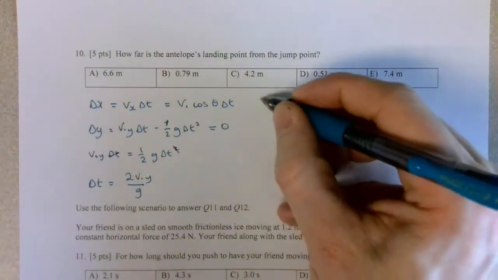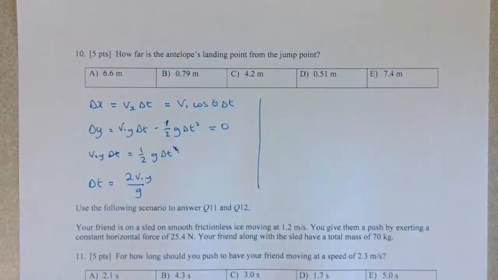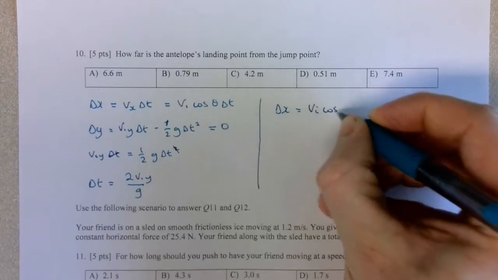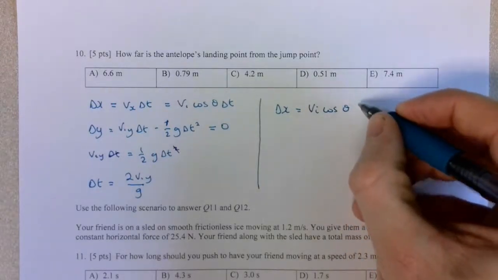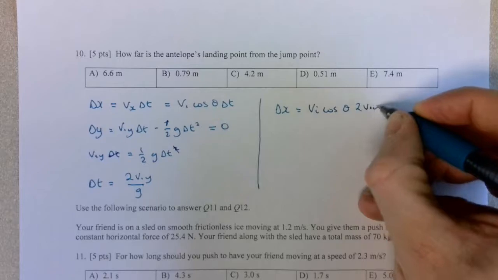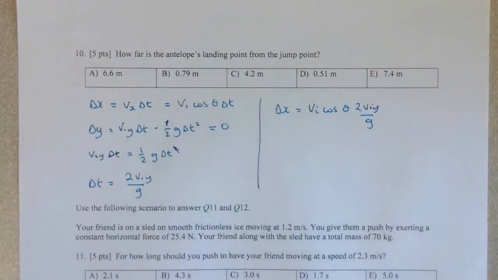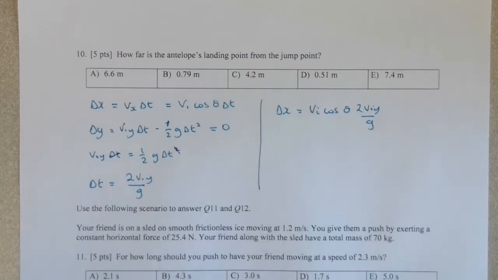Then what we can do is substitute that back into the expression up here, and then we have all the known quantities. So delta x is equal to Vi cosine of theta times 2 times Viy divided by g. If you look up the range formula online, this is technically the range formula that we can solve for. But since we have the known quantities, we can go ahead and plug and chug.